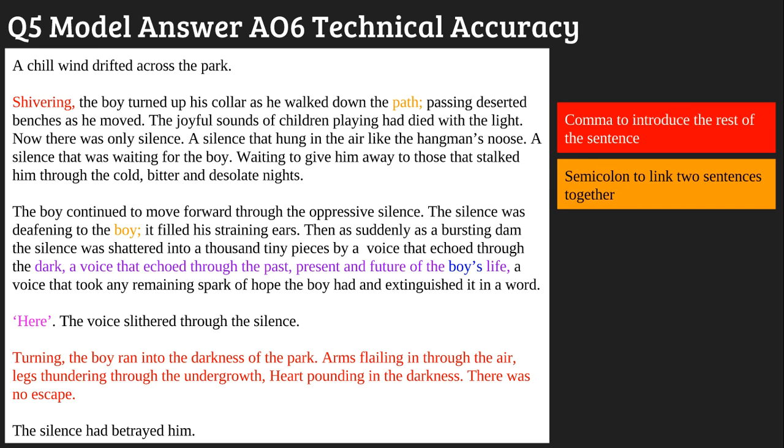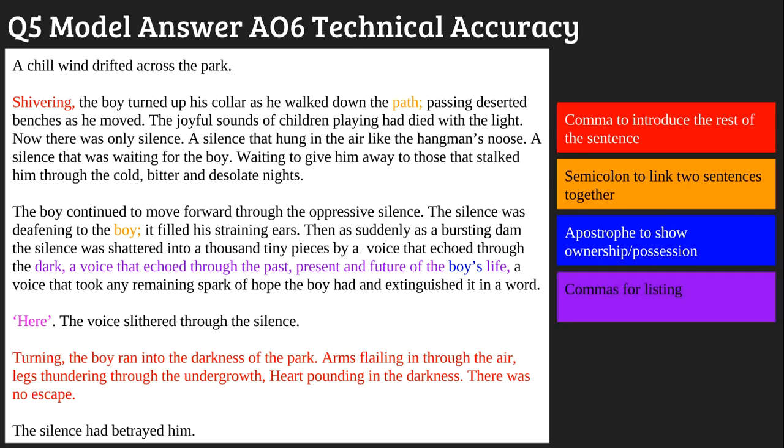So we're not just using "and". We want that different type of sentence type. And if you look in the middle of the purple writing, we've got "boy's life". So we've got the apostrophe there, correct use of the apostrophe to show ownership rather than omission. So that ownership and possession. And then in that purple part, we've got the use of commas: dark, past, life. So that's that use of commas for listing in our sentences, giving us a variety of sentences.